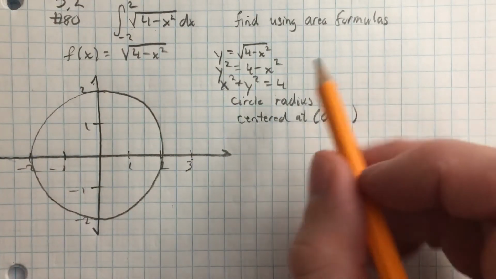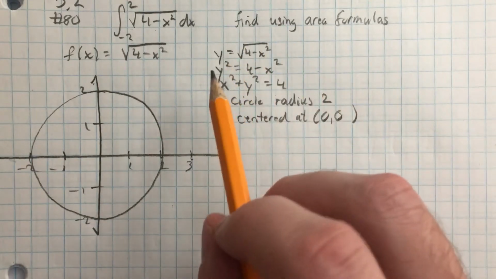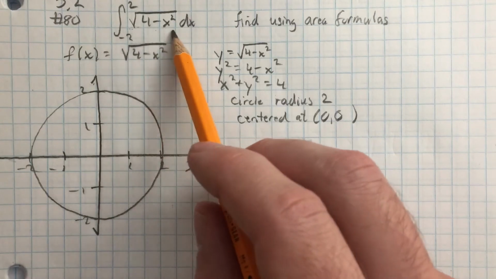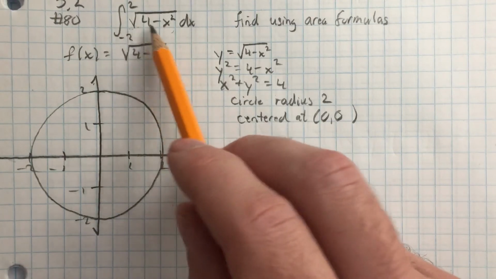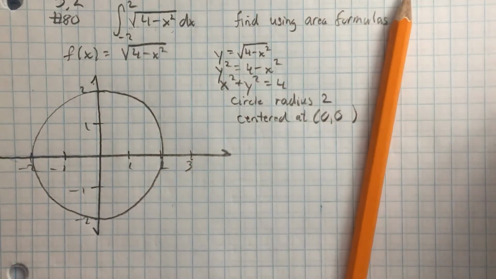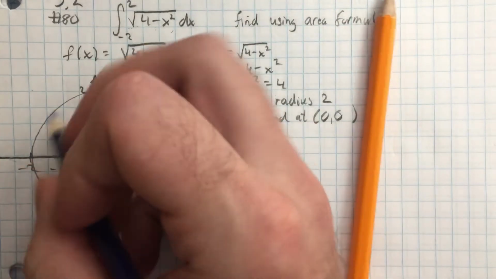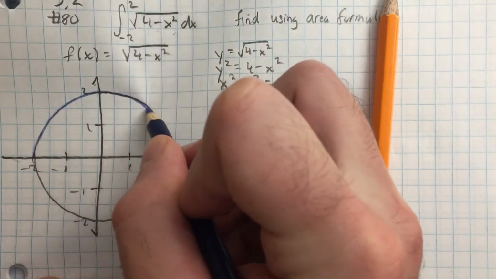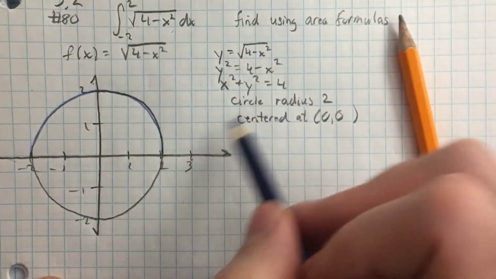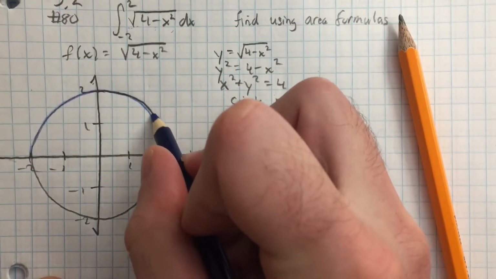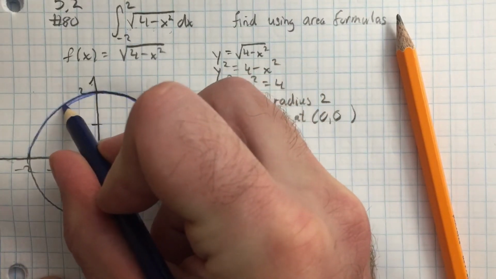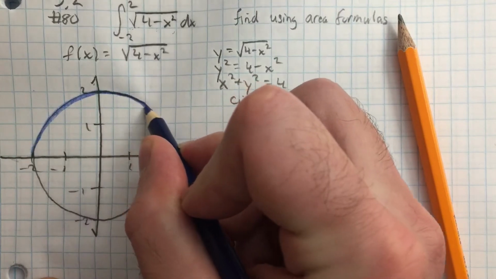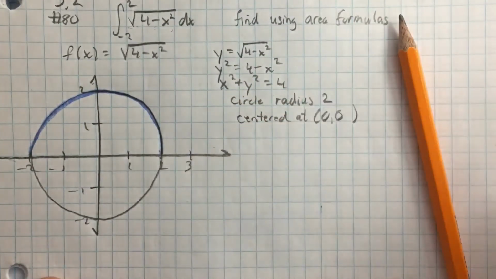All right, and now let's just think about what we're doing very quickly. We had the positive root of 4 minus x squared. So that means we're dealing with the upper part of the circle only. Even though this equation describes the entirety of the circle, because the function that we're talking about is simply the positive root of 4 minus x squared, we're dealing with the upper half of this circle.